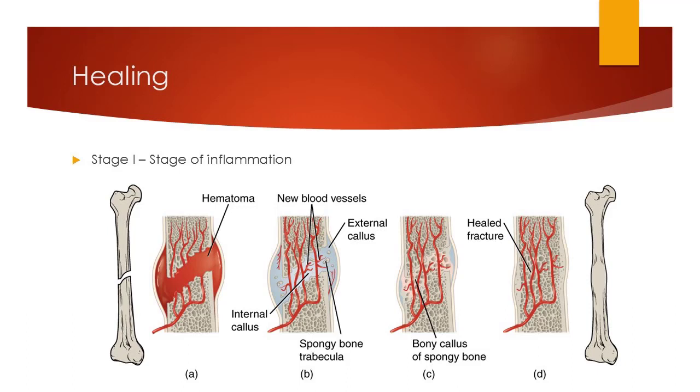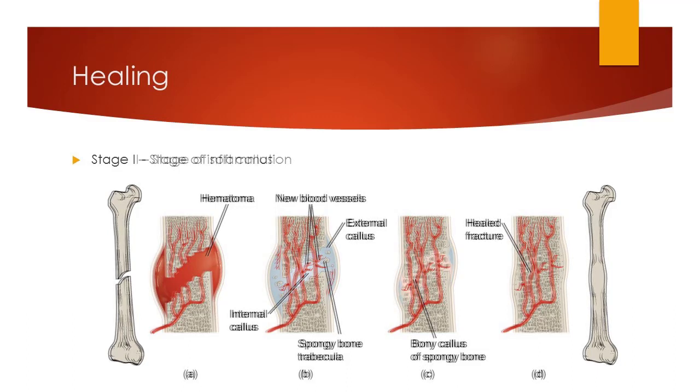In stage 1, we have the stage of inflammation. During this stage, you will see a formation of a hematoma. This is due to the infiltrations of leukocytes, macrophages, and mast cells that come into the area. The periosteum becomes stripped from the ends of the fractured segments. This stimulates proliferation and growth of osteoblasts.